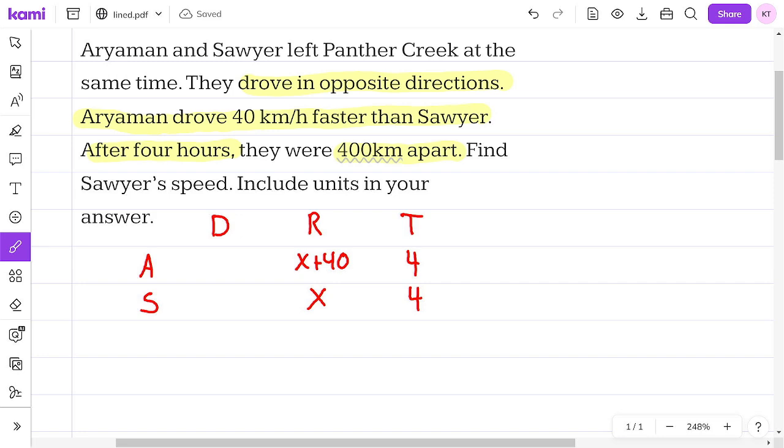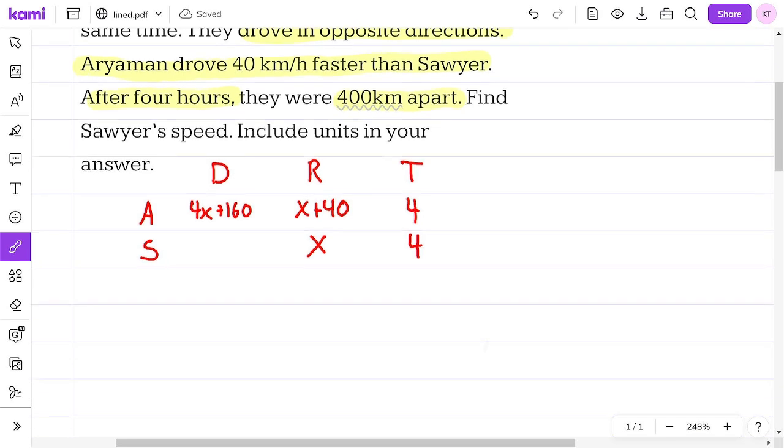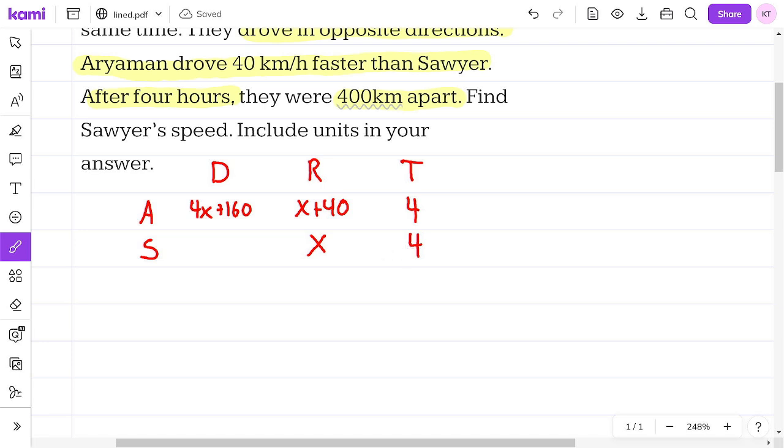And then, using this information that we have on the table filled in, we can now fill out our distance for both Sawyer and Ahriman. So distance is going to be equal to our rate times our time. So if I just multiply these two together, that will give me 4x, and then 4 times 40 will give me 160. So 4x plus 160 for Ahriman, and then for Sawyer we have x times 4, which will also give me 4x.